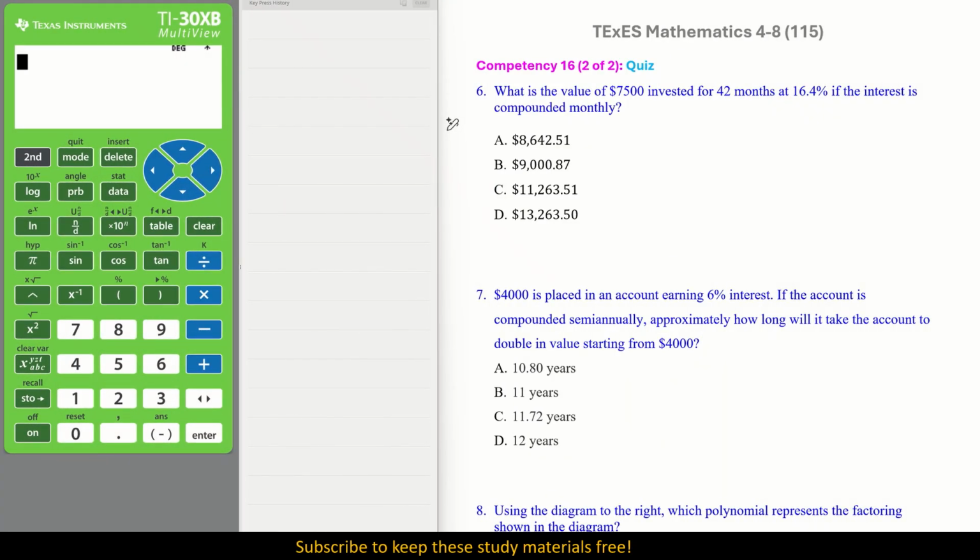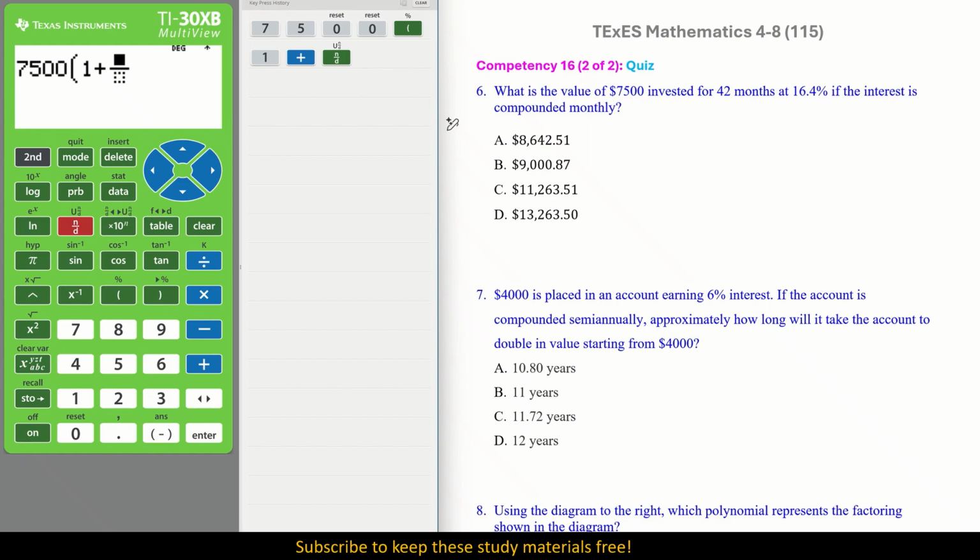Number 6, what is the value of $7,500 invested for 42 months at 16.4% if the interest is compounded monthly? Okay, well, this is straightforward. Just use your formula that you find on your formula sheet. First, our initial value is $7,500. Open your parentheses. 1 plus, now you have your fraction. Remember, that is rate over n.